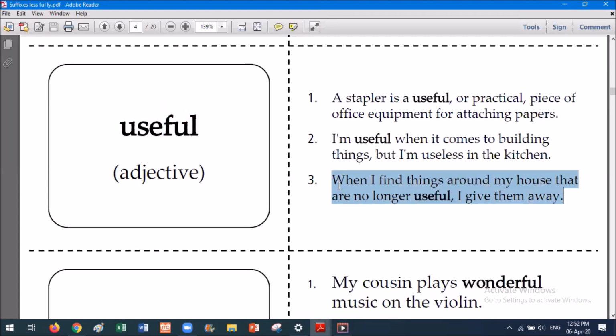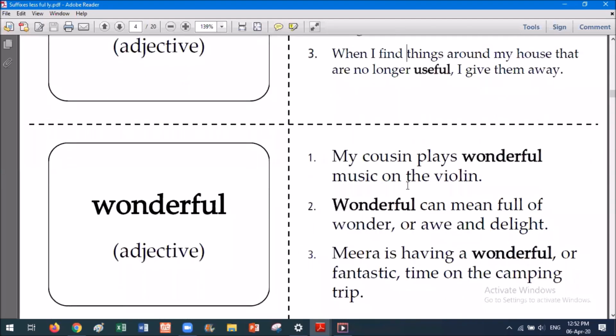And here we have a negative form of a sentence. When I find things around my house that are no longer useful, I give them away. So we could also use a negative form of the sentence, no longer useful.